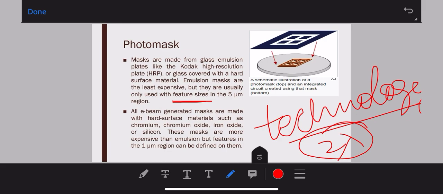Okay. So all the electron beam generated masks are made of hard materials such as chromium oxide, iron oxide or silicon. These masks are much more expensive, and the benefit is that the feature size here is reduced to 1 micrometer.